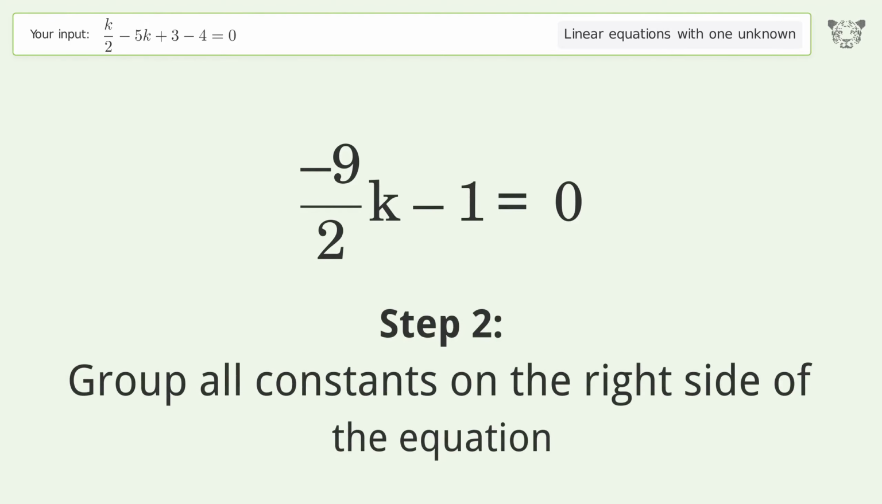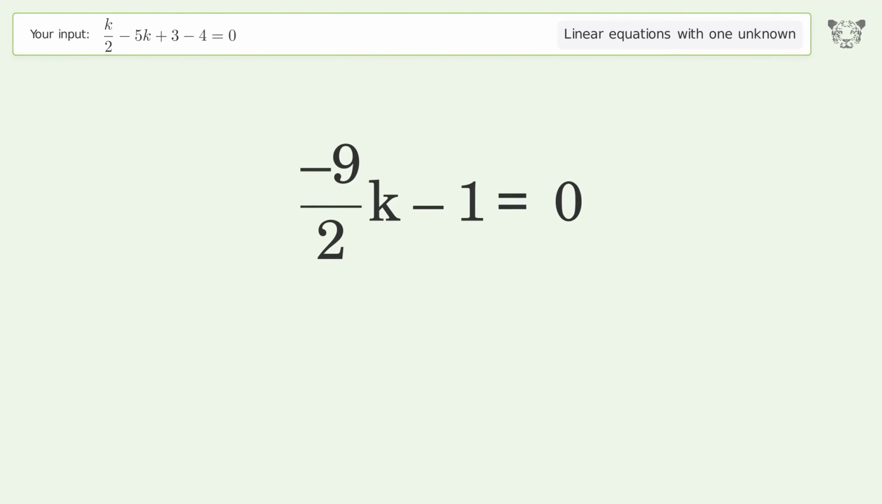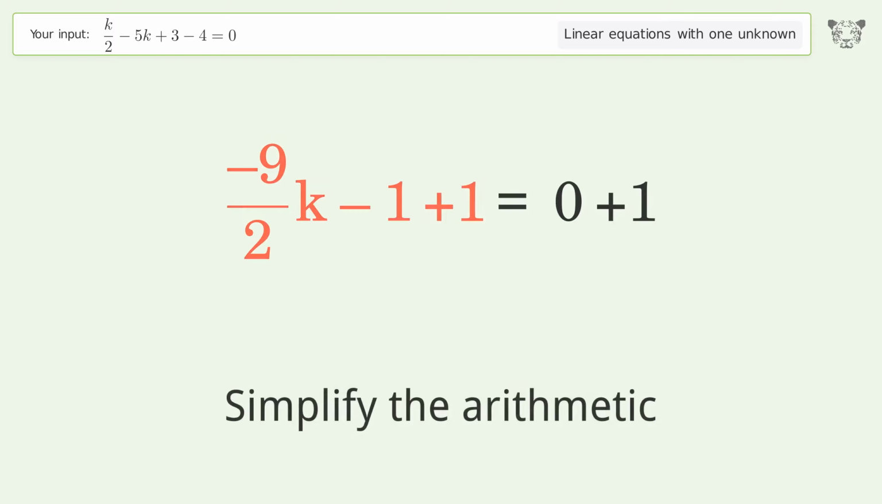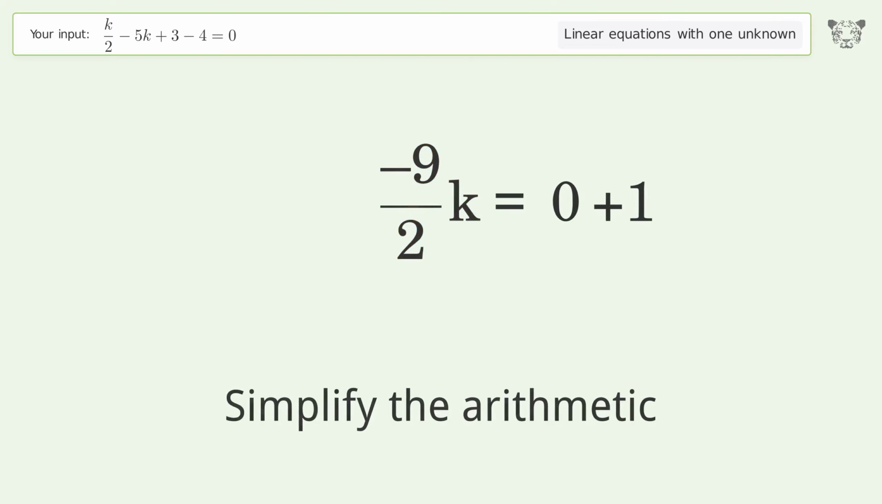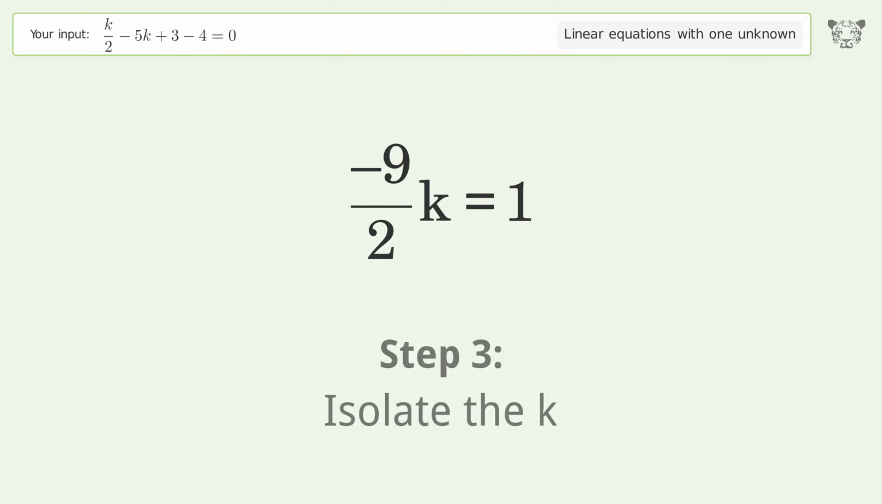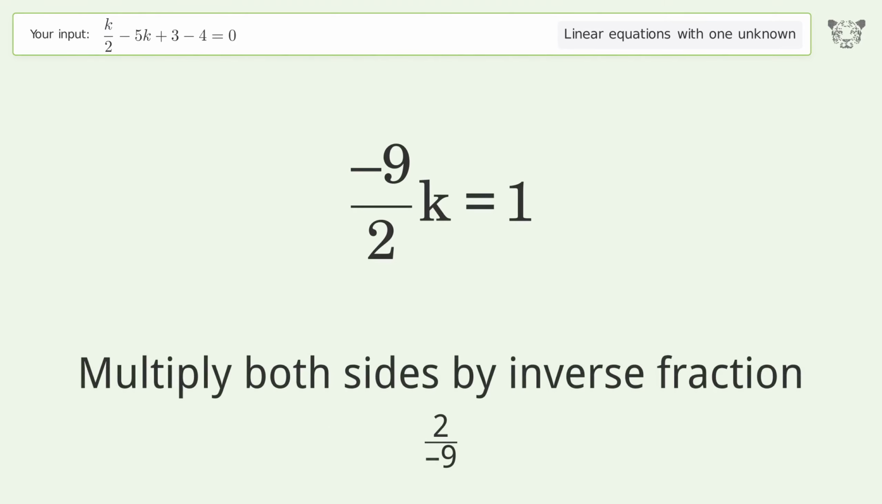Group all constants on the right side of the equation. Add 1 to both sides. Simplify the arithmetic. Isolate the k. Multiply both sides by inverse fraction 2/9.